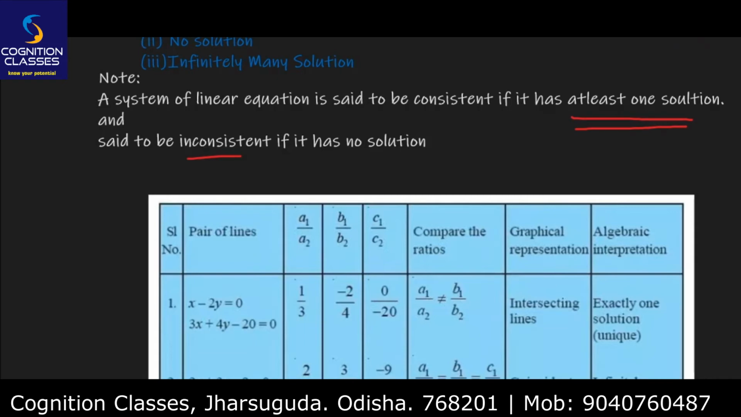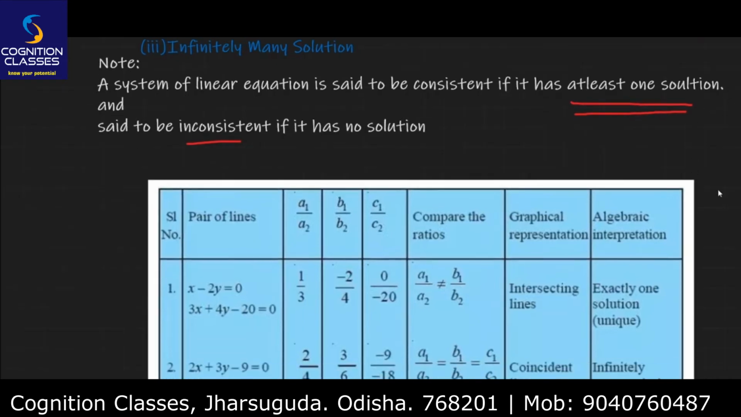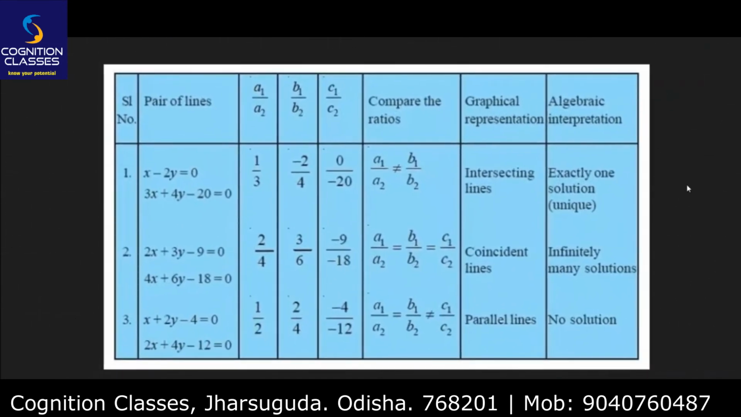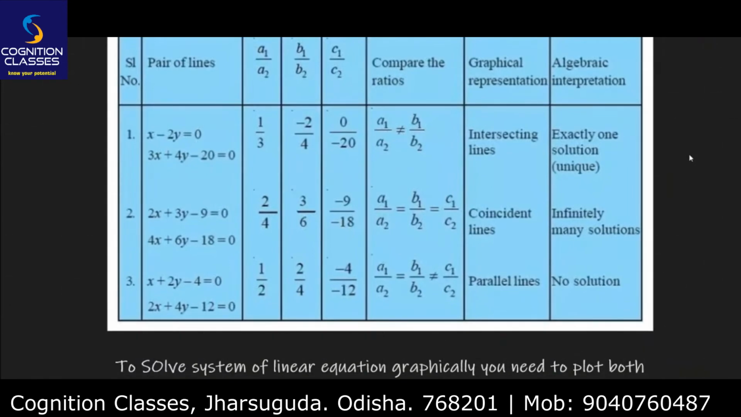Now how can you determine, by just looking at the given pair of linear equations, whether the pair can have a solution or cannot have a solution? If at all they have a solution, it will have exactly one solution or an infinite number of solutions.